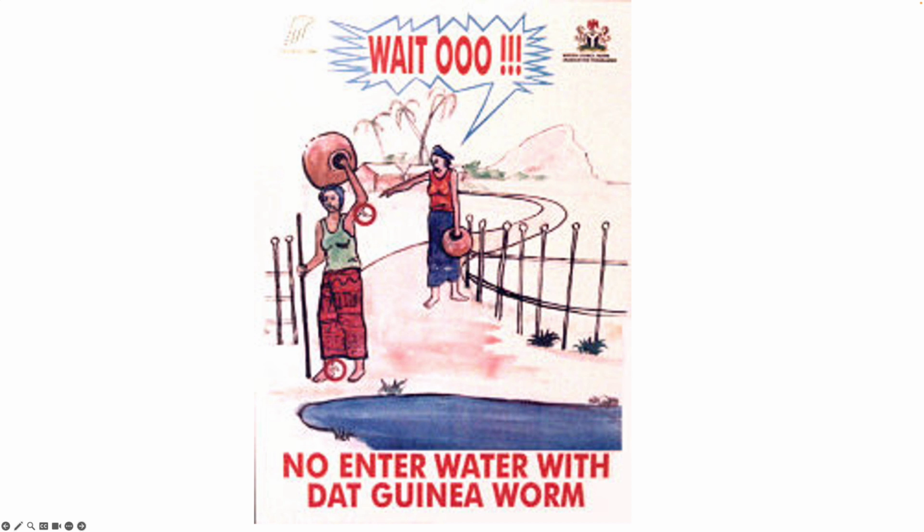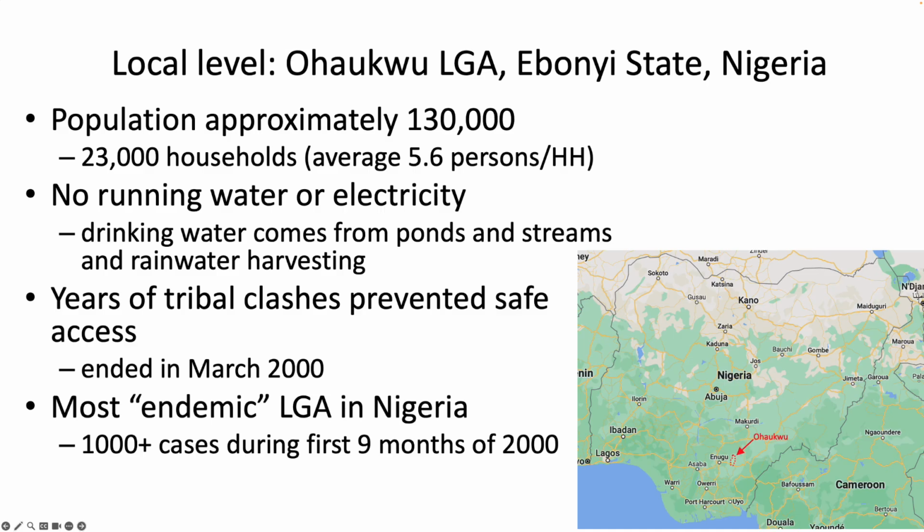The poster is about trying to raise awareness and trying to educate people about the importance of not going into the water when you have a guinea worm, because it can contaminate the water and cause further spread when people drink it. So as you can imagine, in order to successfully eradicate any disease or pathogen, you really need to get down to a very local level.